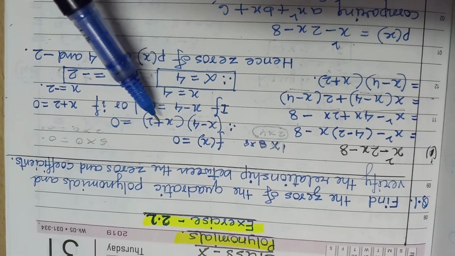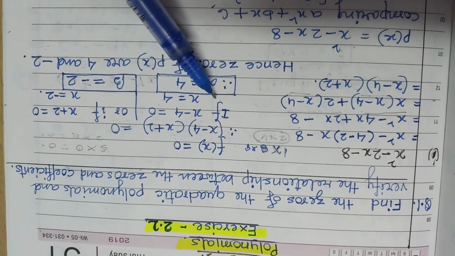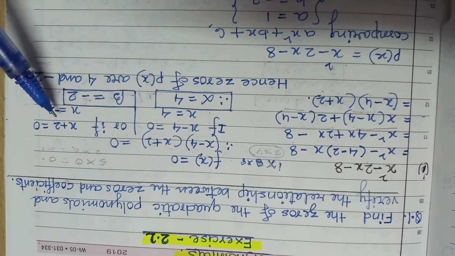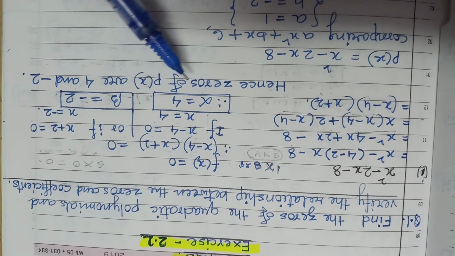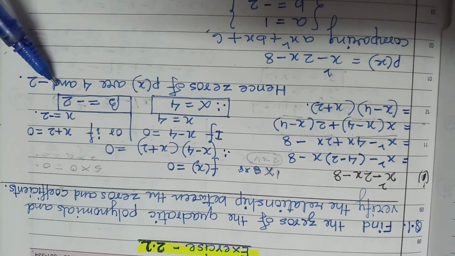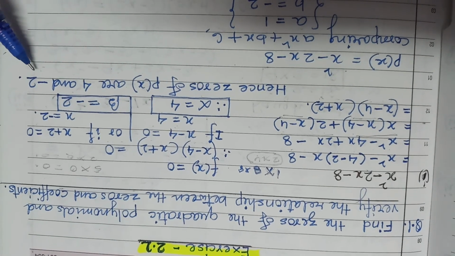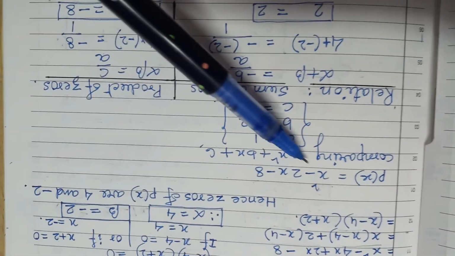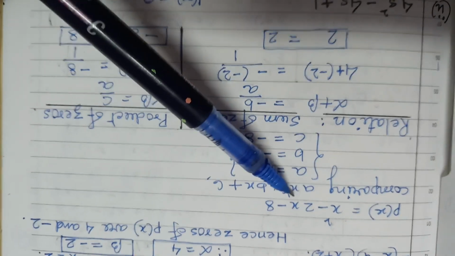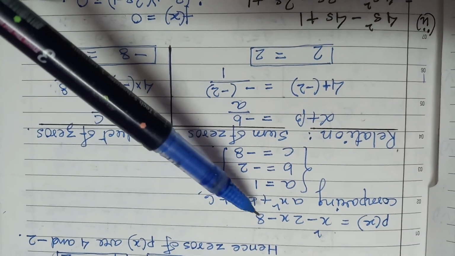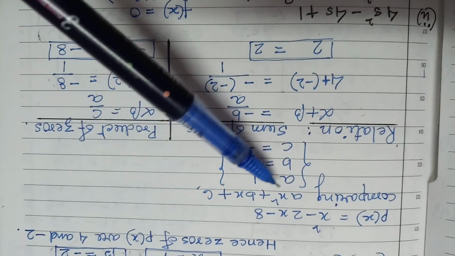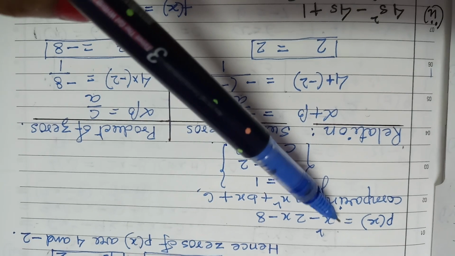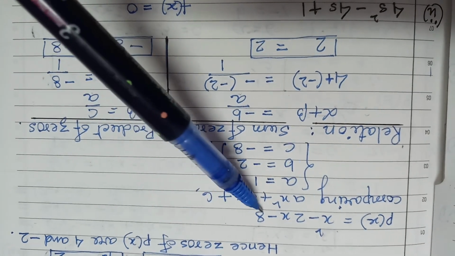If the product of two numbers is 0, one must be 0. So let x minus 4 equal to 0, so x is equal to 4, and if we take x plus 2 equal to 0, x equal to minus 2. So alpha is equal to 4 and beta is equal to minus 2. These two, 4 and minus 2, are the zeros of this polynomial. Now next part, the quadratic polynomial x square minus 2x minus 8. You have to relate this with the standard form ax square plus bx plus c. Now check the coefficients. A is equal to 1, b is equal to minus 2, c is equal to minus 8.